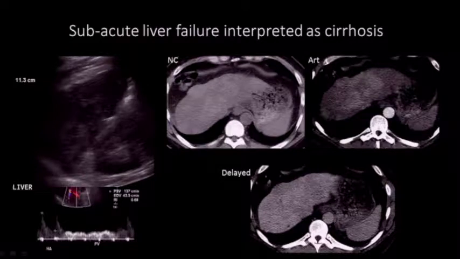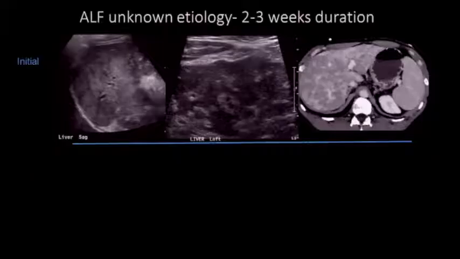The patient also had CT, and these are the non-contrast, arterial, and delayed phases, and it was also interpreted as cirrhosis. You can see the liver contour is nodular, there is atrophy of the liver, and it's not strange that somebody would think of it as cirrhosis, which is so much more common than acute fulminant liver failure.